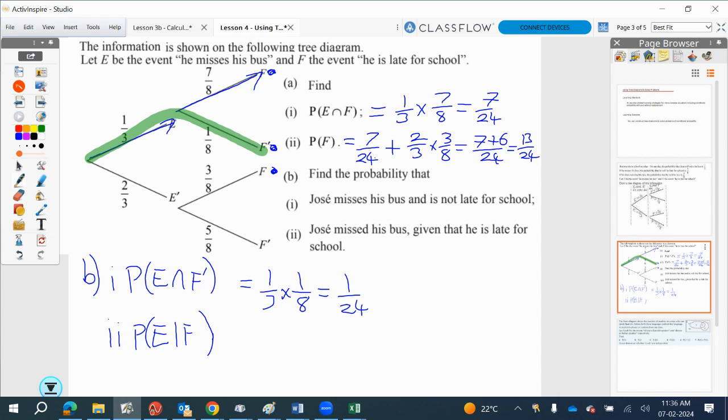Sorry, I'm just thinking through. I don't want to get this wrong. He's missed the bus, E, given he is late for school, F. This one is a little bit trickier. So what we want to do is fall back on the formula for this one. So what is the formula for this one?